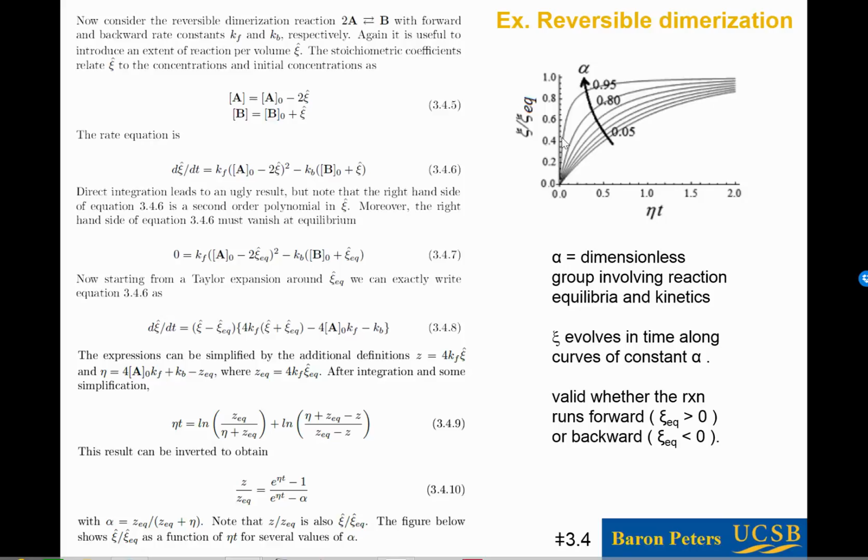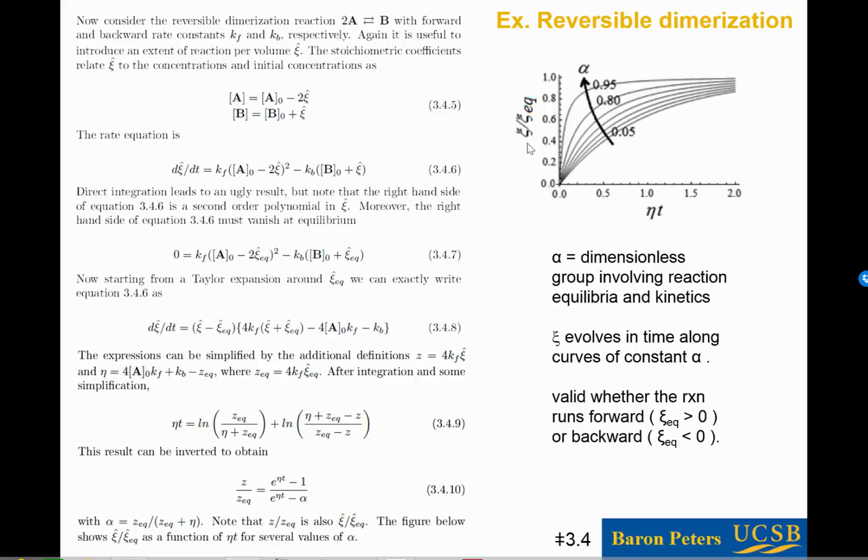Now, the course that it takes as a function of time depends on the value of alpha, and looking back at the equation, we can see that alpha had this definition, right? So a pretty complicated thing to unravel, but in principle, you could do some nonlinear fitting or something to actually back out these parameters and learn from them the values of the forward and backward rate constants. One last thing to say about this solution is that it's valid regardless of whether the reaction has initial conditions that make it run forward or backward, right? So this same solution works in both cases.